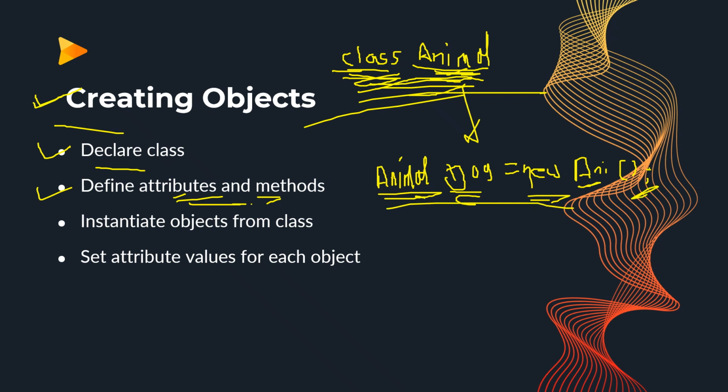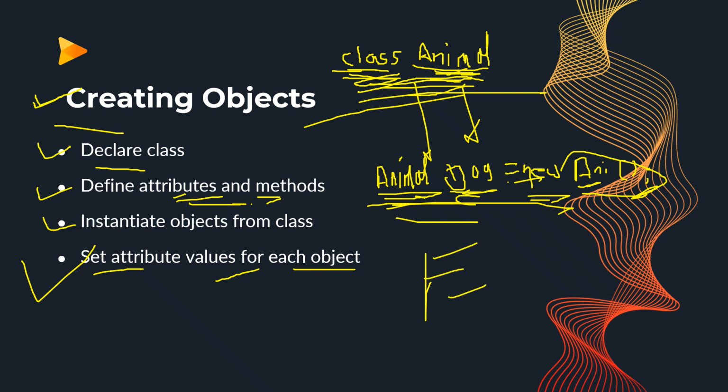This is the method by which we can create objects of our class. We have created a dog object by using the Animal class, new is the keyword, the equal sign is the assignment operator, and at last we have given the name of our object. Now we instantiate the object from the class. We have instantiated our class object from our Animal class. Now we have to set attribute values for each object. So we can create an object and define the state and behavior of each object.